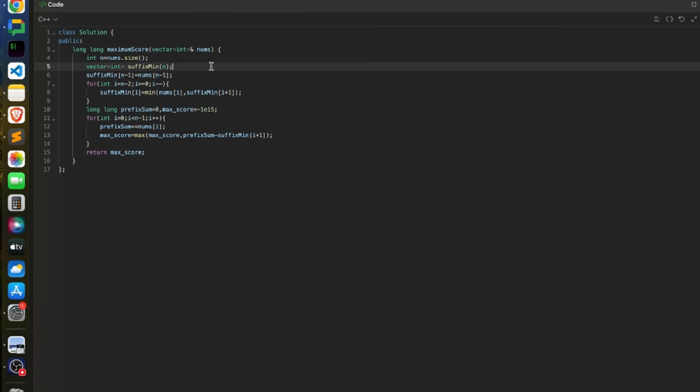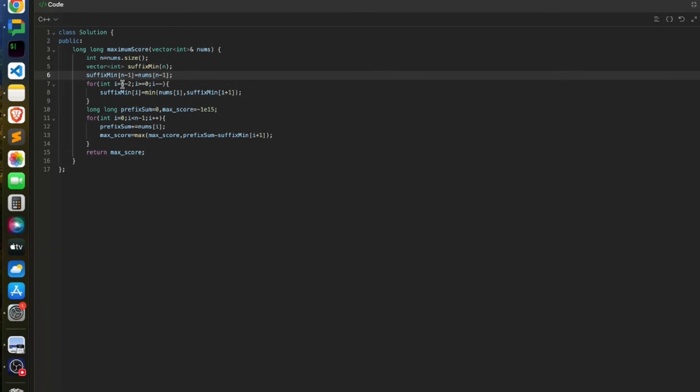Here is the code. As per the problem statement, we have to find out the suffix mean for each of the indexes, right? So that's exactly what I have done. I have first calculated the suffix mean. So suffix mean of last index n minus 1 is nothing but nums of n minus 1 itself, because there is just one number.